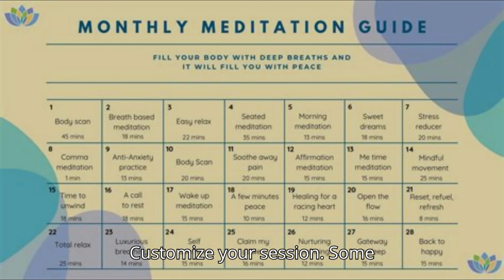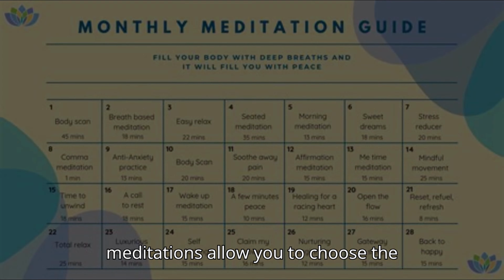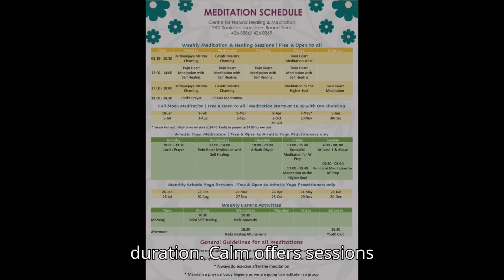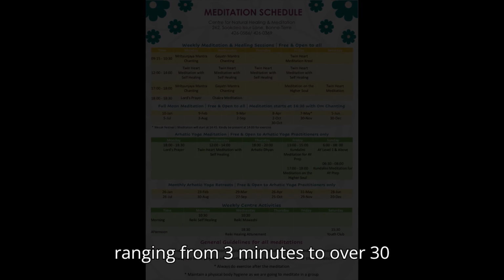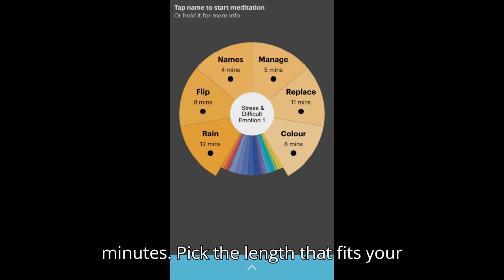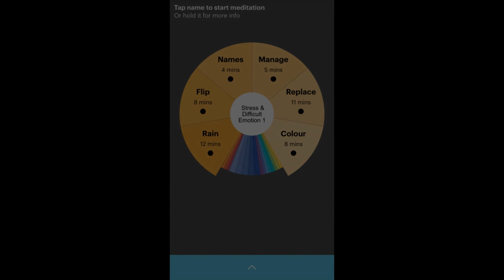Customize your session. Some meditations allow you to choose the duration. Calm offers sessions ranging from 3 minutes to over 30 minutes. Pick the length that fits your schedule.